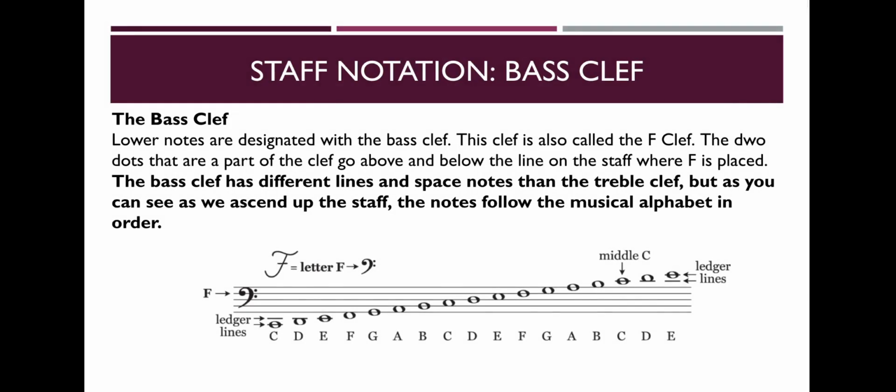Moving on to the bass clef. Lower notes are designated with the bass clef. This clef is also called the F clef, and 2 dots that are a part of the clef go above and below the line on the staff where F is placed. The bass clef has different lines and space notes than the treble clef, but as you can see, as we ascend up the staff, the notes follow the musical alphabet in order. So if you ever get confused, you can find F and go from there.